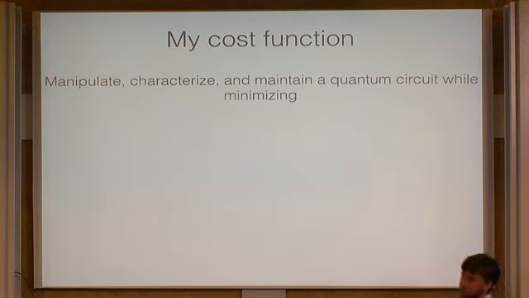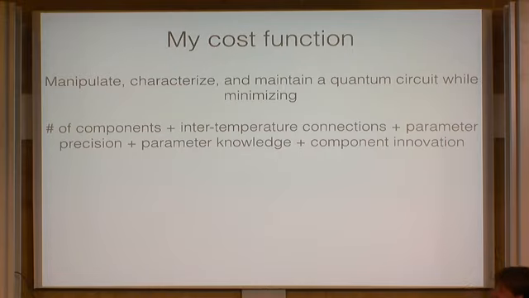So the things that I try to think about when I'm designing an experiment are, well, this is extremely vague, but the cost is the more important thing, I think. I want to manipulate, characterize, and maintain a quantum circuit while minimizing the number of components I have to use, the number of times I have to cross temperatures, the precision with which my components have to have particular parameters, the precision with which I have to know what those parameters are, and I don't want to have to make anything that I haven't made before. That takes a lot of time and money.